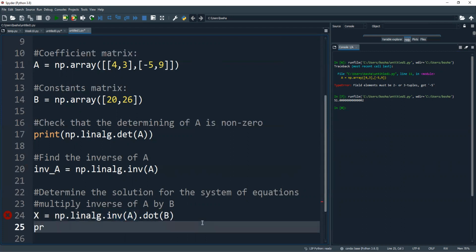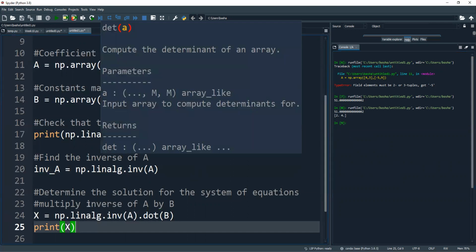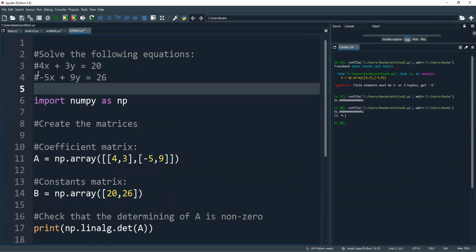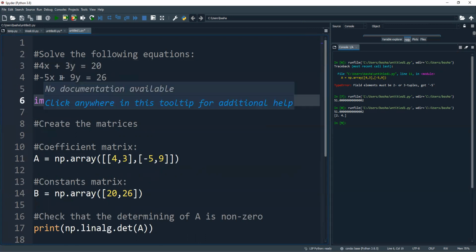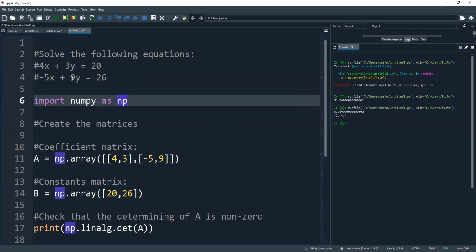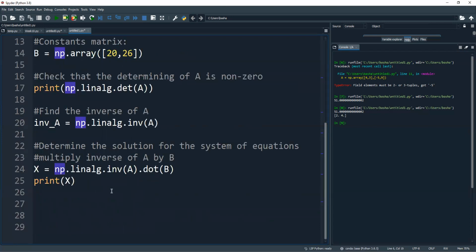And let's print x to see the results for this system of equations. And you're going to get the solution is 2, 4, right? This is the result of your system of equations. And if we go back just to check it, 2, 4, does this work? 4 multiplied by 2 is 8. 3 multiplied by 4 is 12. 8 plus 12 is 20, so that's fine. Minus 5 multiplied by 2 is minus 10. Plus 9 multiplied by 4 is 36. Minus 10 plus 36 is 26. So this solution is correct.